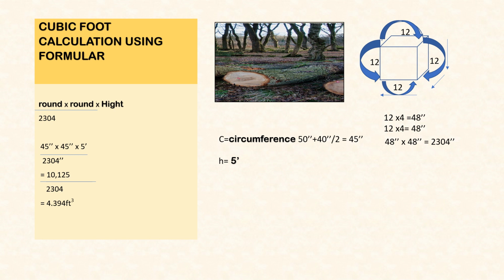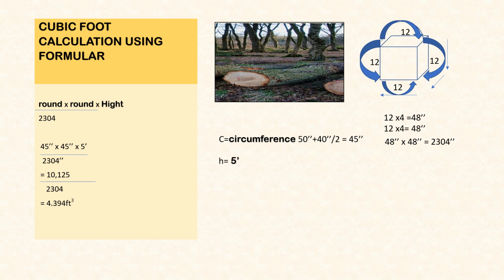So we'll go to the formula. The formula indicates round into round into height divided by 2304. What I mean by round is the circumference. Just now we have calculated that the average circumference is 45 inch. Remember this is in inch and the height we measure in feet. That is the practice in the wood industry.